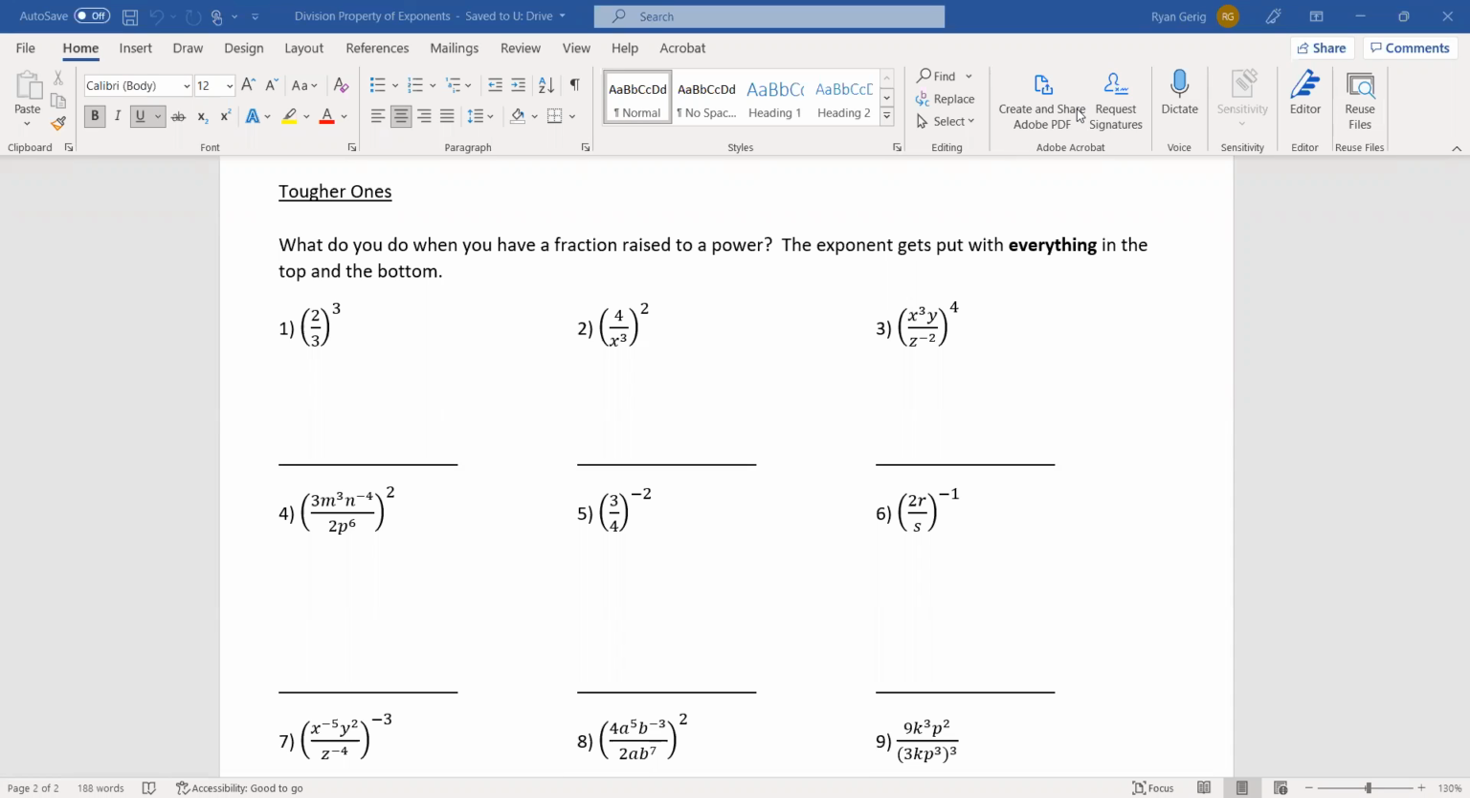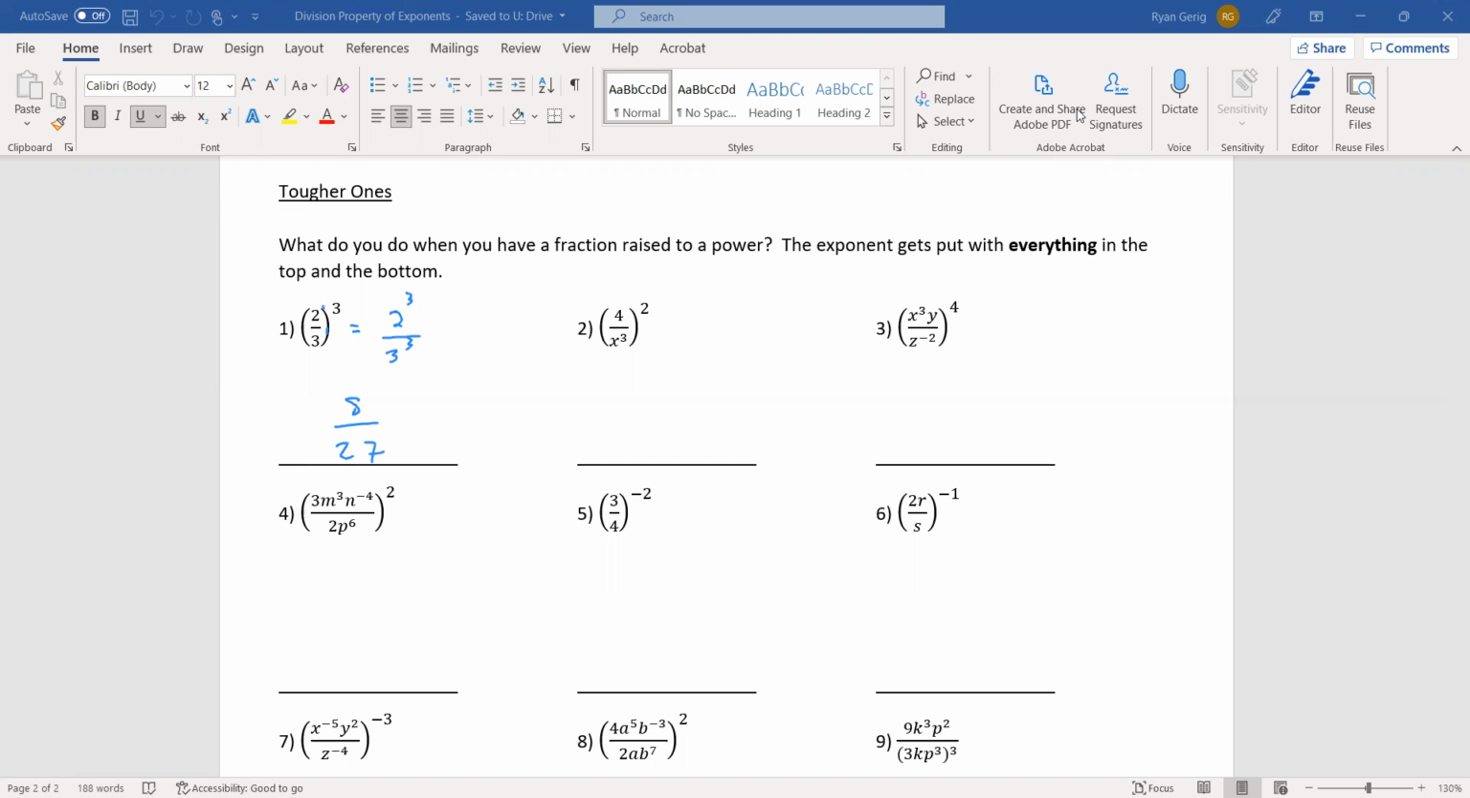Okay, so 2/3 to the 3rd power. Each base, and 2 and 3 are both a base, has an exponent of 1. And so what I'm going to do first is I'm going to multiply each exponent by 3. And then simplify. 2 to the 3rd power is 8. 3 to the 3rd power is 27.